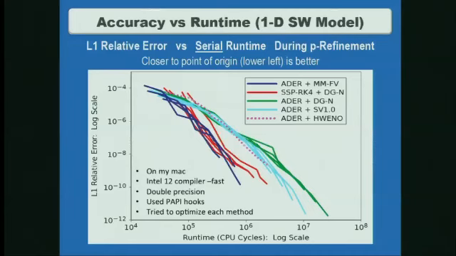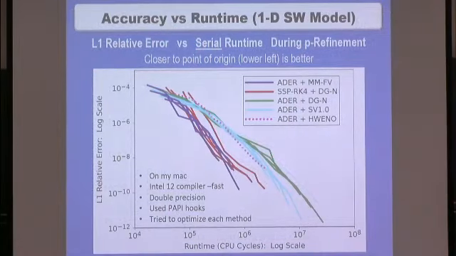So the real question is, what are you getting for the amount of time you put in? So I decided to go crazy and actually plot the L1 error for a shallow water system that's smooth versus the CPU cycles you took to get that error. And so this comes with all the caveats. Yeah, I tried to optimize each method. Just take my word on that. I really don't favor any of them. I just like multi-moment. This is on my Mac using an Intel 12 compiler with the dash fast flag and double precision. I use the PAPI hooks to get the cycles out.